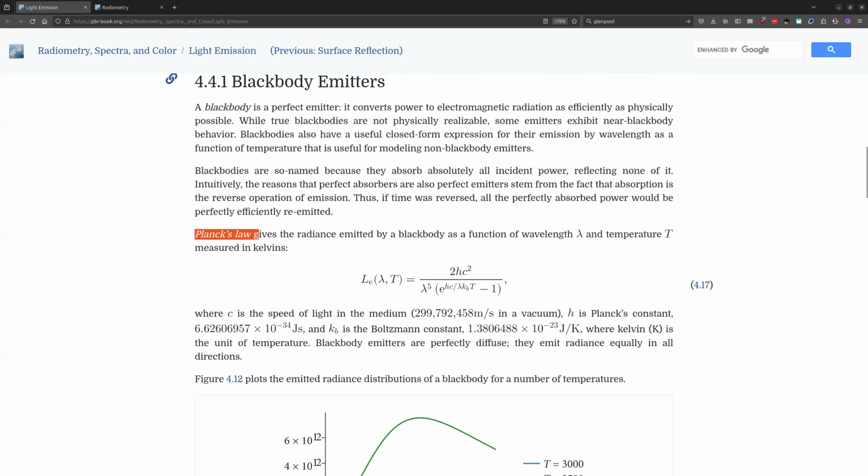So we got Planck's law. Given the radiance emitted by a black body as a function of wavelength and temperature measured in kelvins. So this is your black body radiation equation. We give a wavelength and a temperature, and it's equal to 2 times Planck's constant times the speed of light squared divided by the wavelength to the fifth power, times e to this whole thing where k_B is the Boltzmann constant, minus 1. T is the temperature. Okay, there's the temperature.